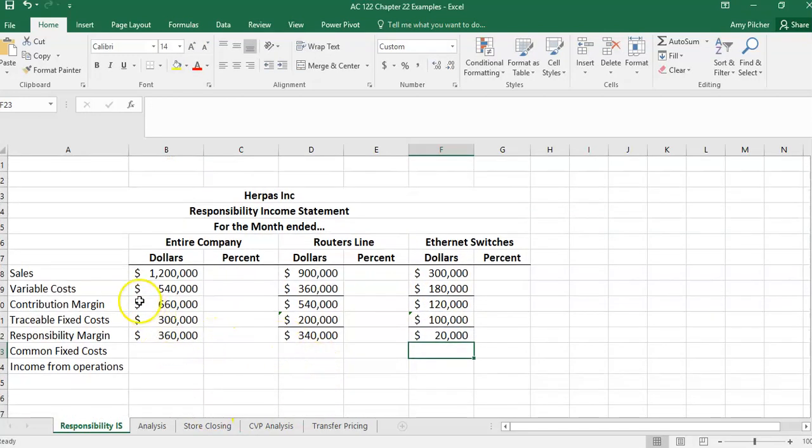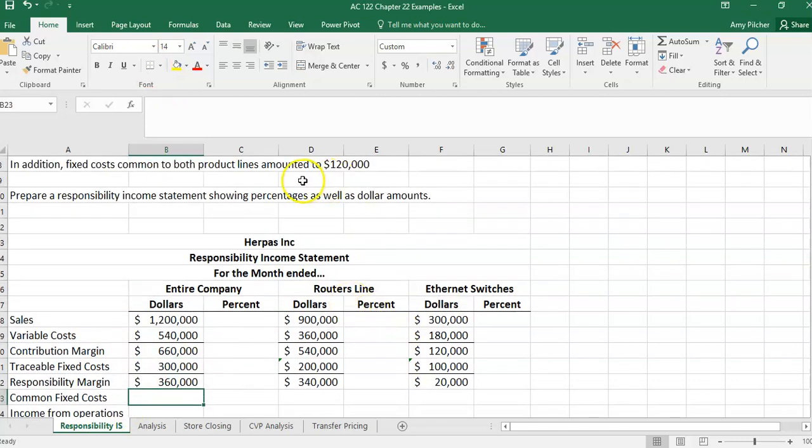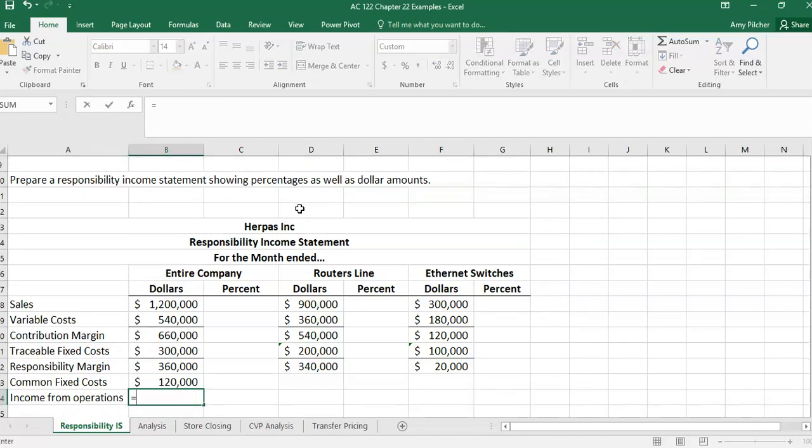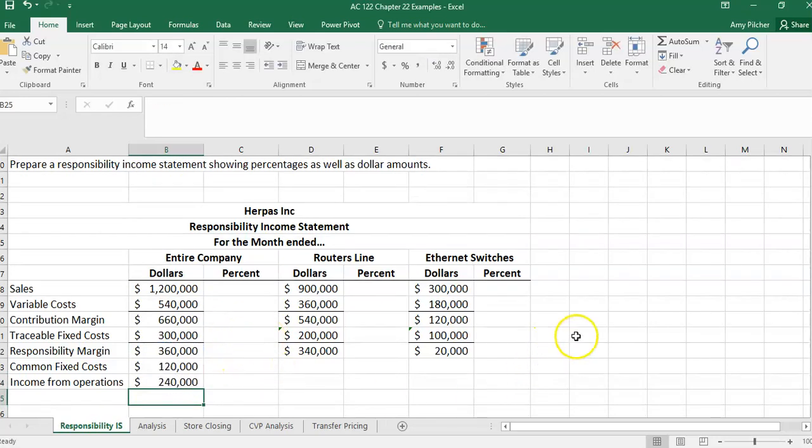Okay. Then we look at the company as a whole. So common fixed costs that are shared over the entire company are 120,000. So our income from operations is our responsibility margin minus our common fixed costs.